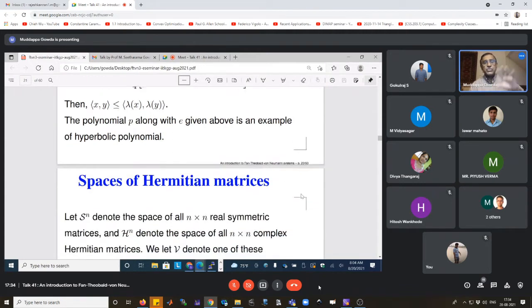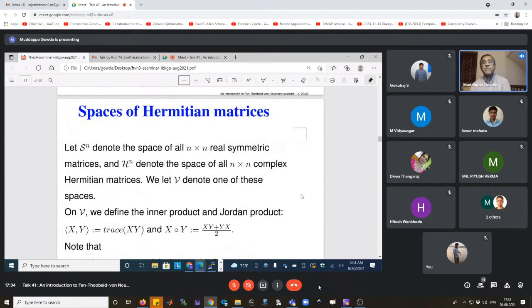Okay, so we have covered Rn. Now I'm going to move on to the spaces of Hermitian matrices.